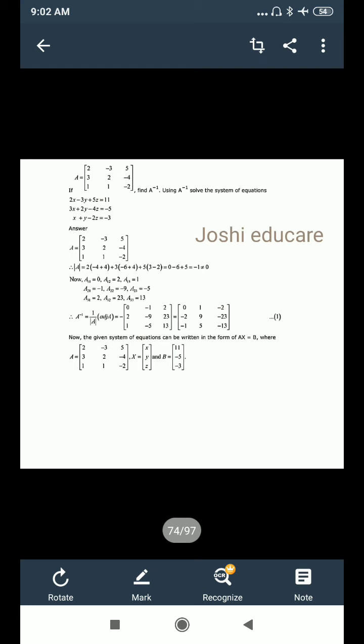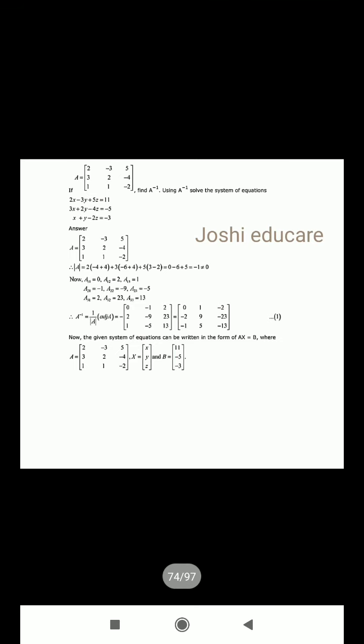So first of all, before going to solve the system of equations, I will find A inverse. So first of all, I will find the determinant of A. It is coming -1, which is not equal to 0. It means A inverse exists. This is the step to find the A inverse.